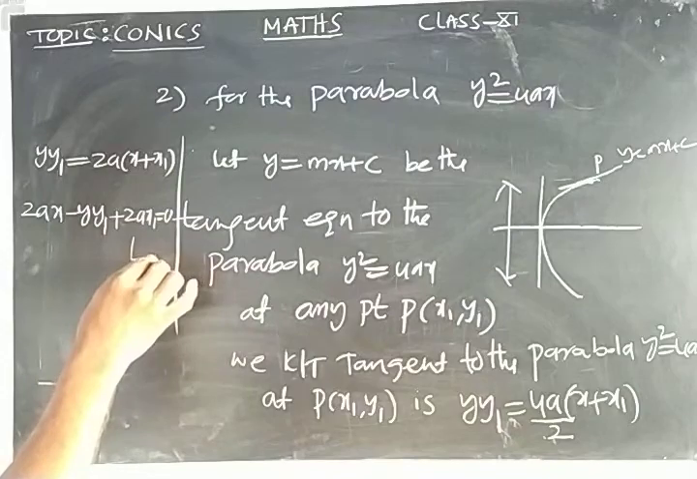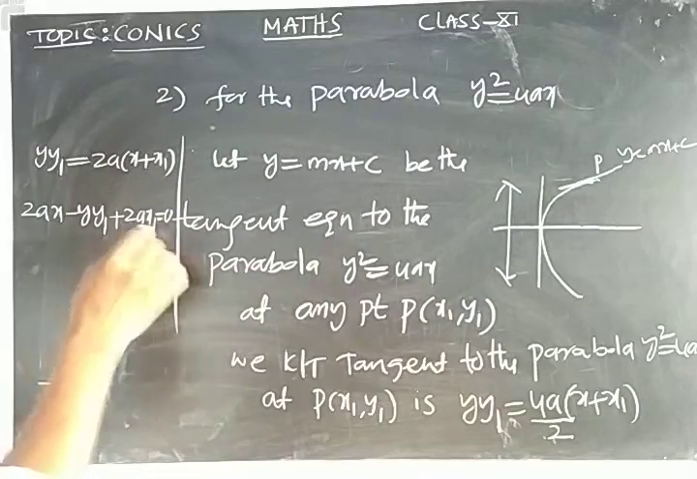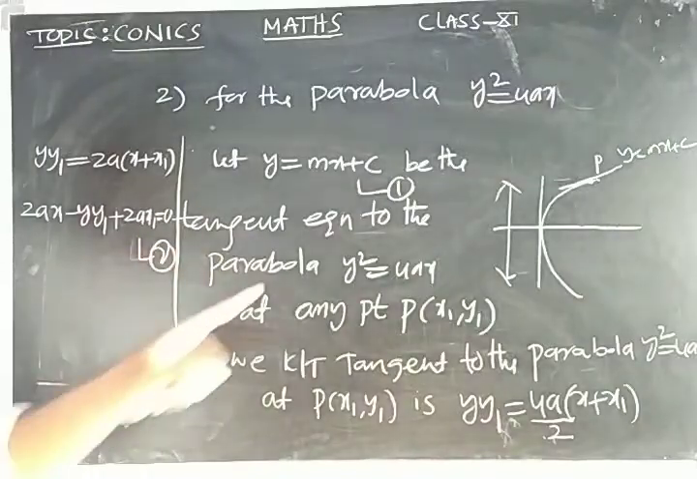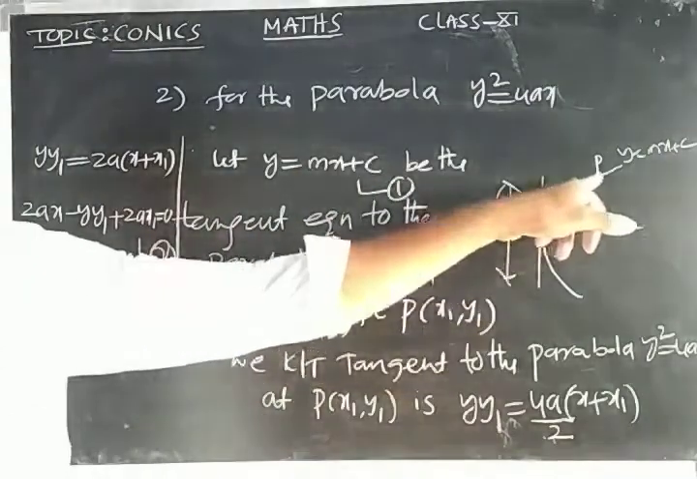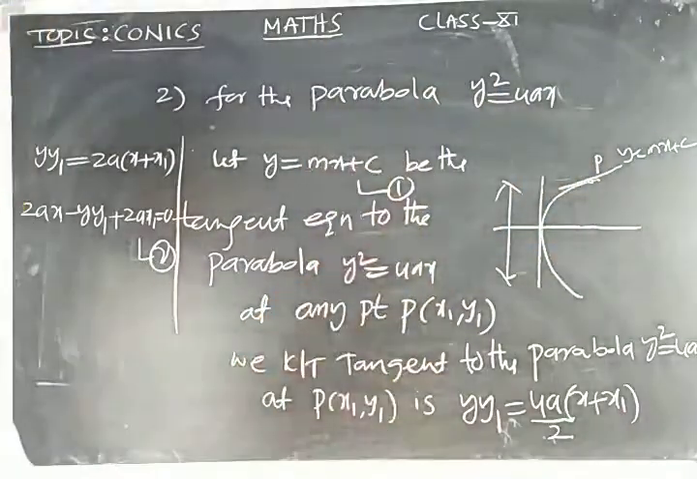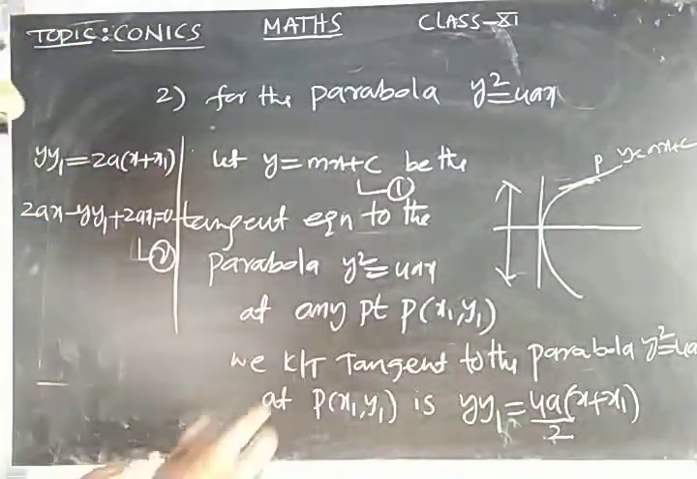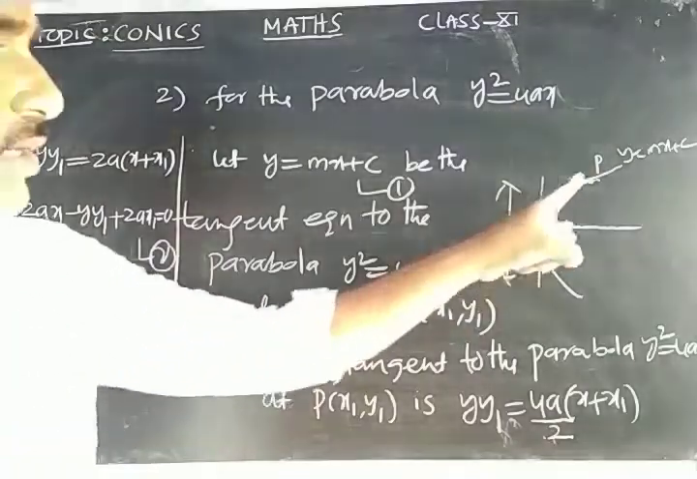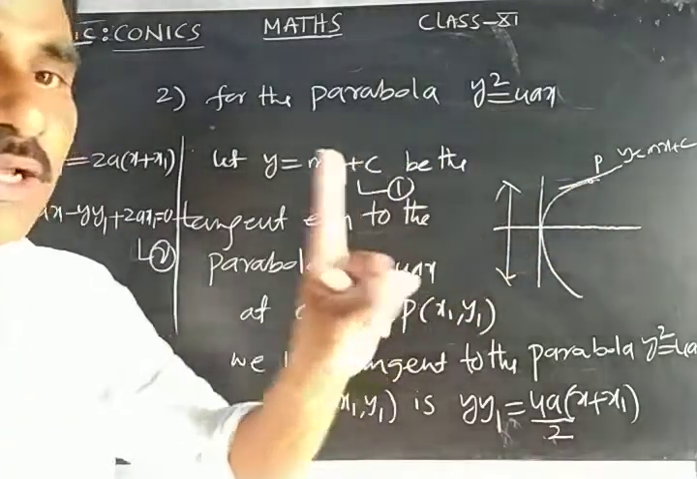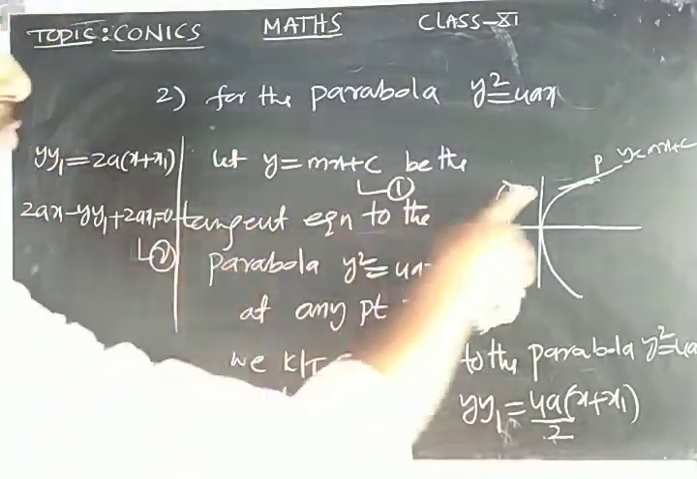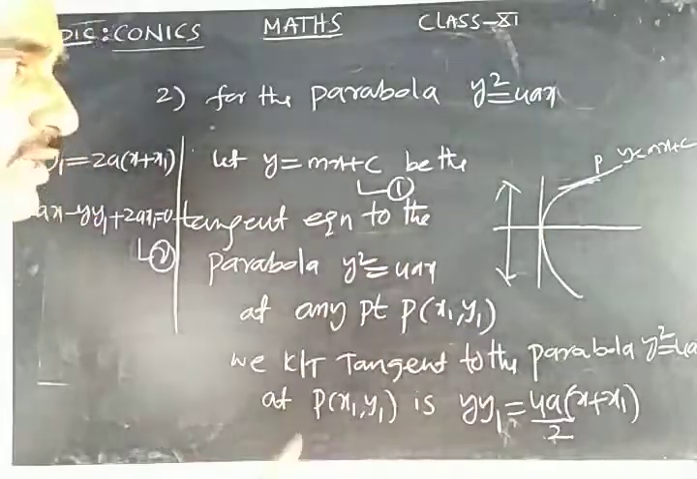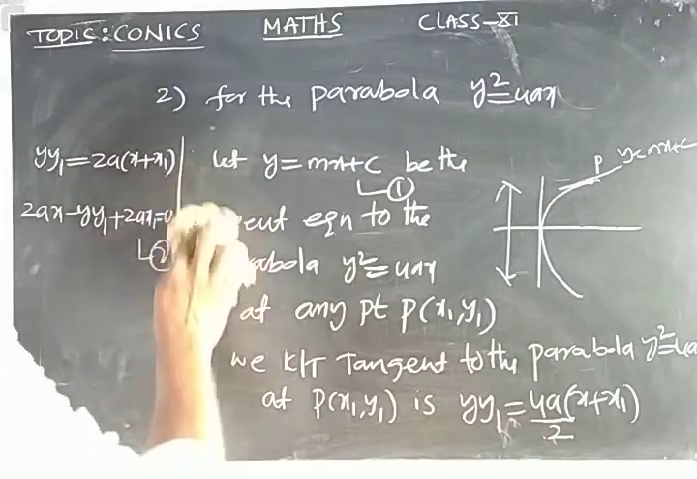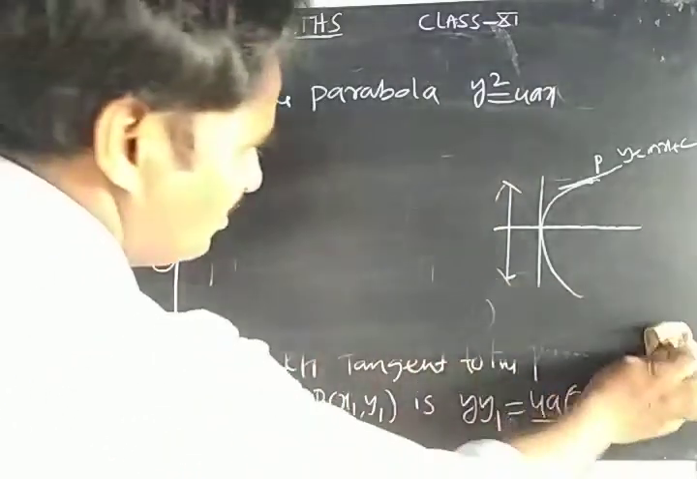Say this first tangent is 1, and this is 2. 1 and 2 are both tangents at the same point. At one point on the conic you can draw only one tangent. So 1 and 2 are both tangent equations at one point, which means 1 and 2 represent the same equation, okay? Again I will compare both the equations.